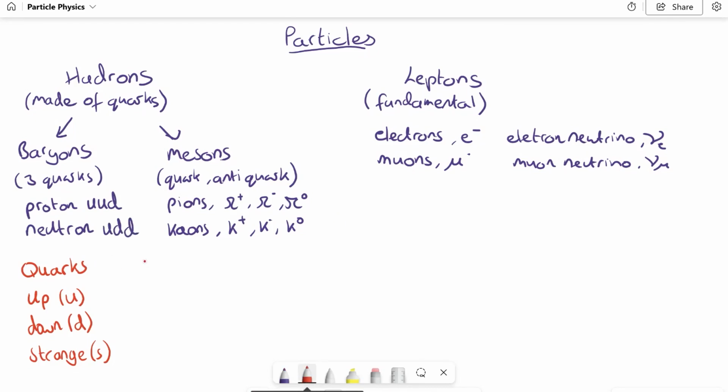And we can kind of figure this out because all the quarks have a charge, which is a fraction of the charge of a proton. So an up quark has a plus 2/3 e charge. A down quark has a minus 1/3 e charge. And a strange is a minus 1/3 e as well.